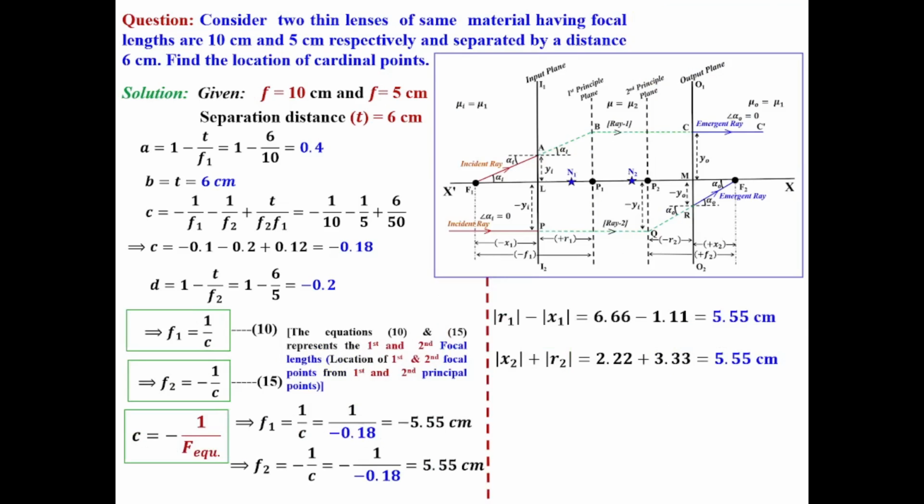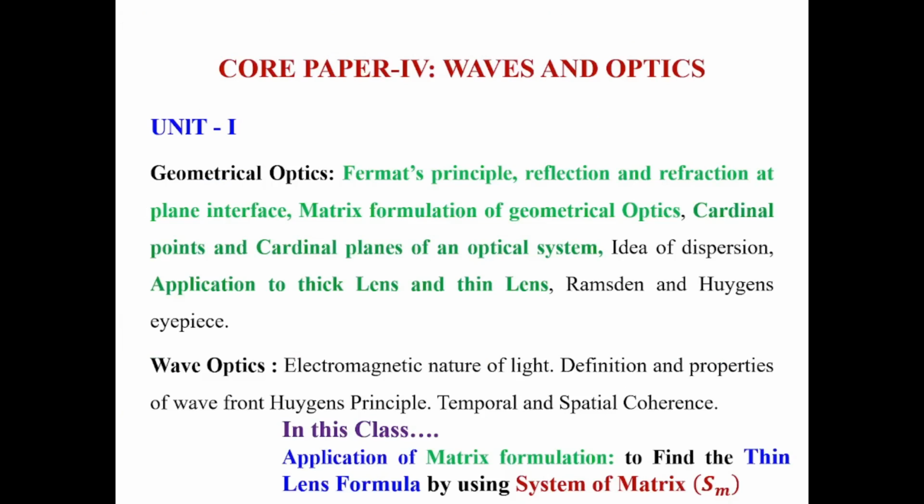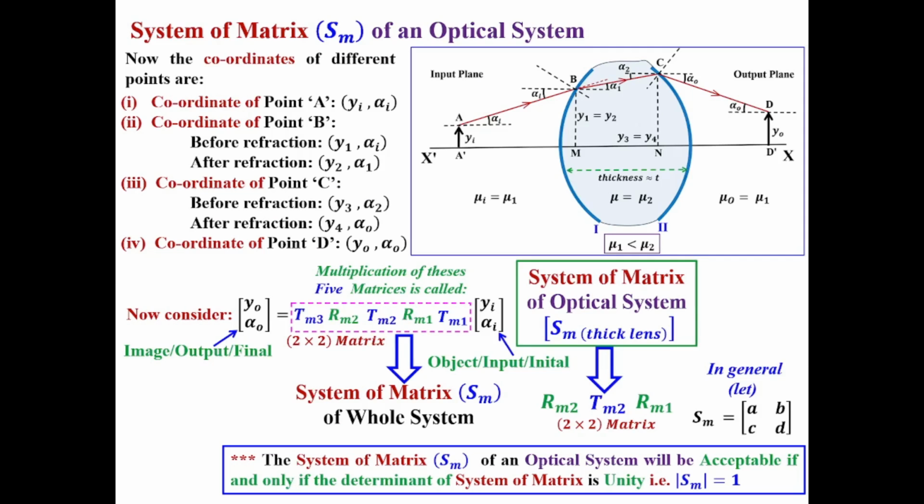In this class, we are going to find the thin lens formula by using system of matrix. Before we start today's topic, first we have to discuss in short about system of matrix. I discussed the system of matrix of an optical system in detail in lecture number 8. I suggest that before you watch this video, you first watch lecture number 8.